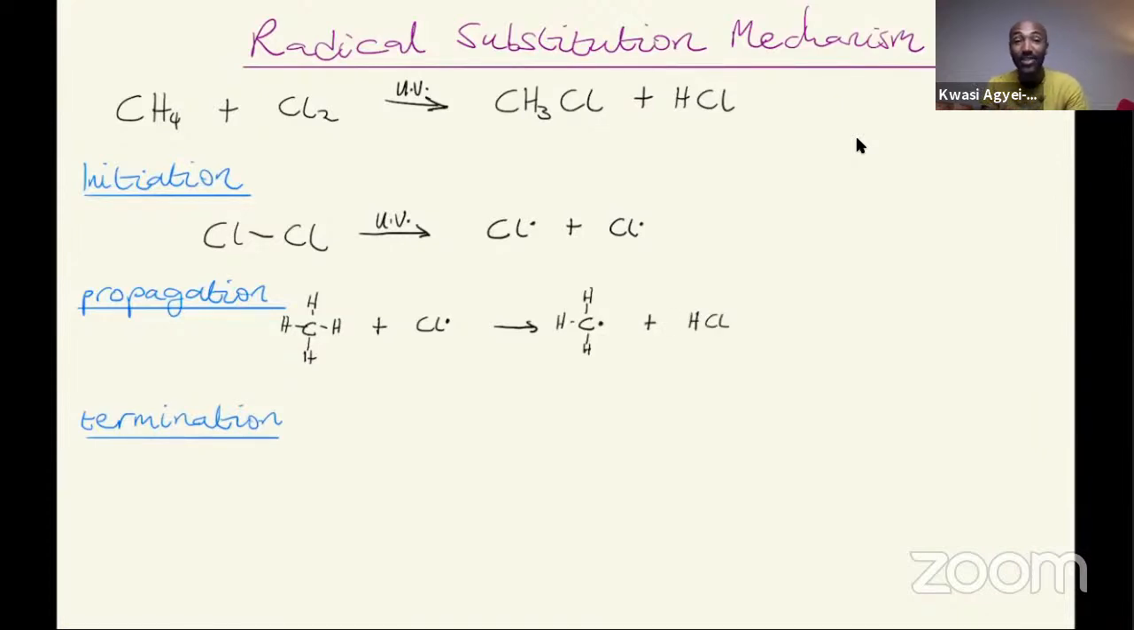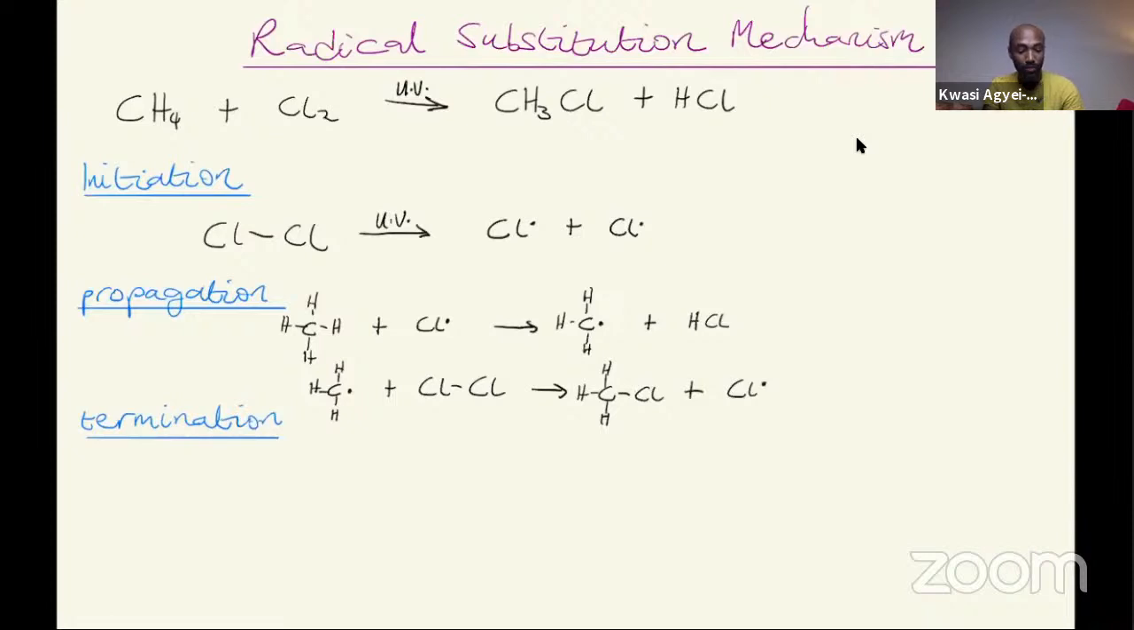And then in a second propagation step, the radical you formed in the first step is going to be used to react with a chlorine molecule. So CH3 radical reacting with another molecule of chlorine, and in the second propagation step, you're going to have the CH3Cl molecule formed, and you're going to regenerate chlorine radical.